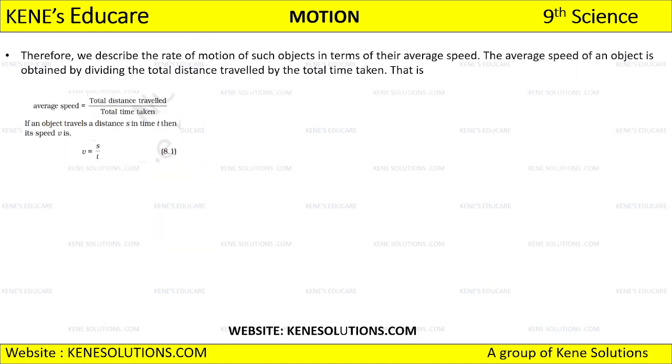After this, we discussed the formula for calculating the average speed. Average speed is equal to total distance traveled upon total time taken. If the object travels a distance s, total distance traveled is s, and total time taken is t. So average speed is denoted as v. So the formula becomes v is equal to s upon t, right?